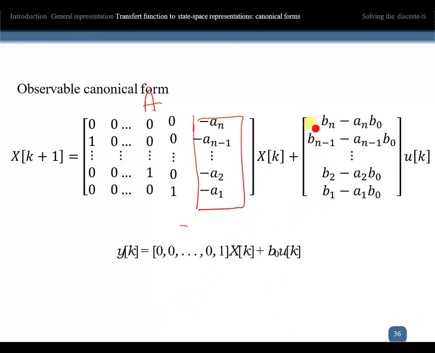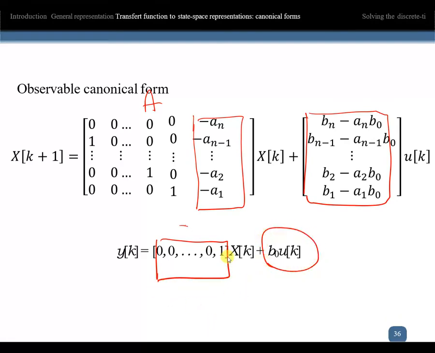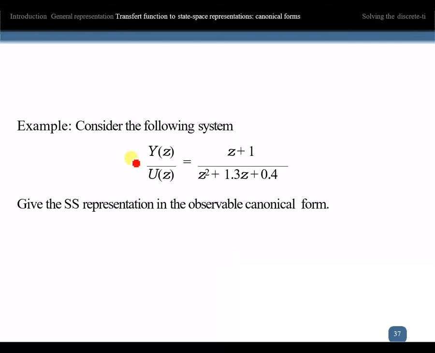The matrix of the output of the controllable becomes the input of the observable, and the input of the controllable becomes the output of the observable, and here is the same. For example, consider the following system: give the state space representation in the observable canonical form. I want to change the transfer function to make my system observable. Why observable? So that I can know all of the state variables of the system.